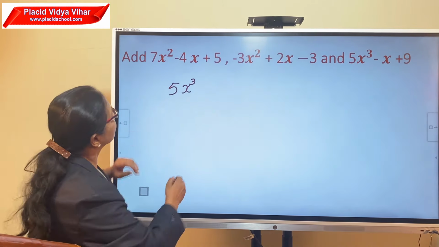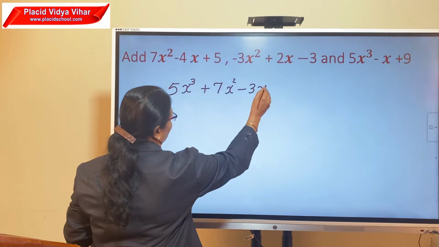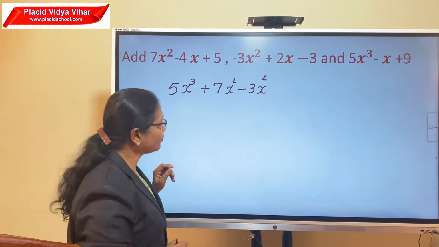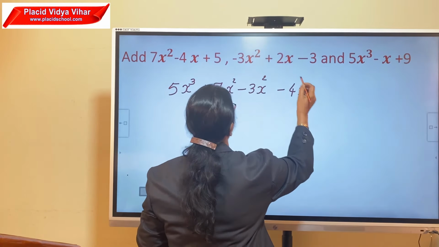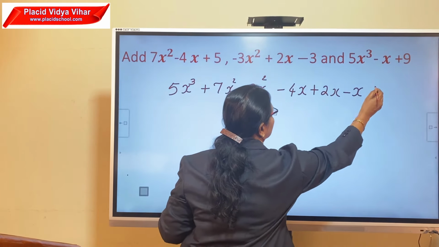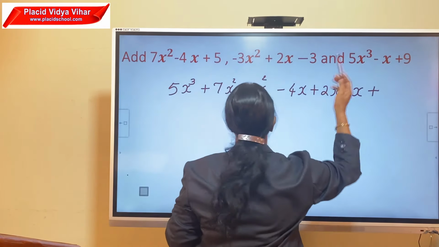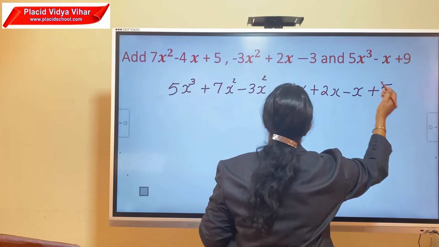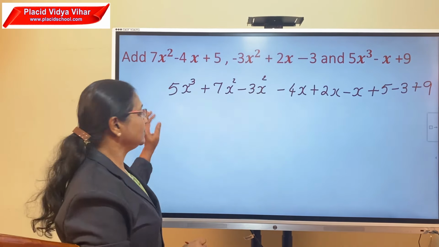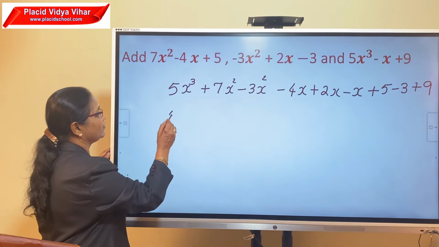They are the like terms. Plus 7x square minus 3x square. Now, the terms having x, here negative 4x from the second polynomial plus 2x, from the third one negative x. Then the constant terms. The constant terms 5, negative 3 and positive 9. Therefore, plus 5 minus 3 plus 9. Here, there is only one term having x cube, that is 5x cube.